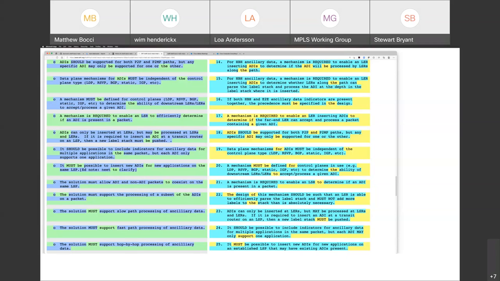So I think there could be two requirements here. I think one of them is that we may need a mechanism to determine whether the egress can actually process it as well as dispose of it.